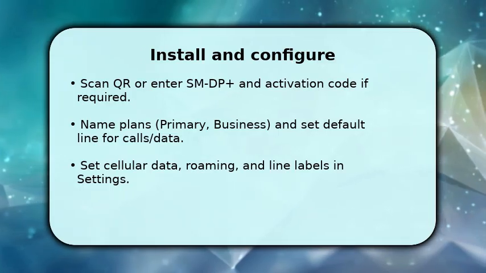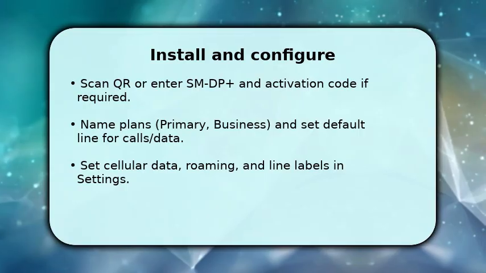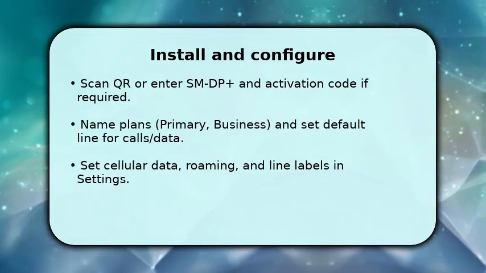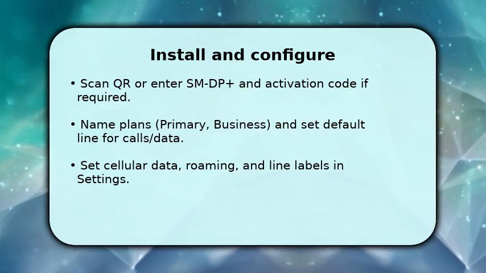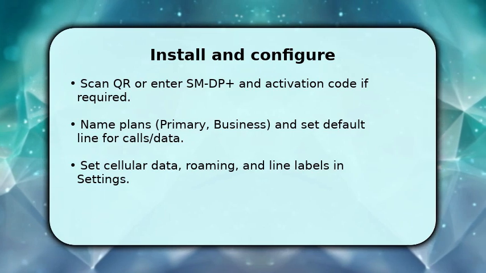Make sure you choose which line is for cellular data and which for voice. You can enable dual SIM mode if supported. If you need roaming, toggle it now. These configuration choices matter because they determine billing, data priority, and how your iPhone handles calls.